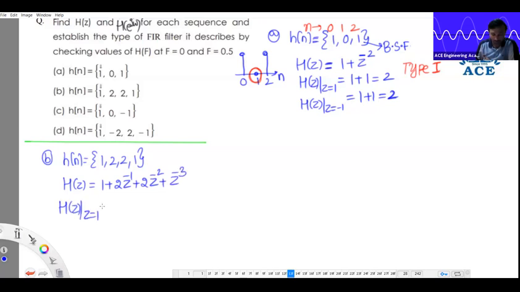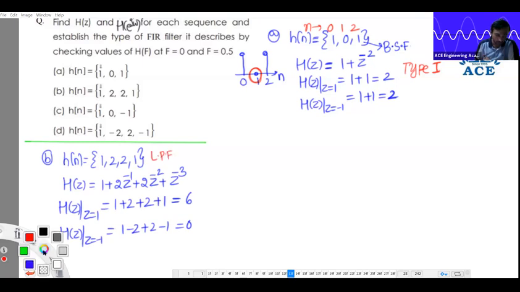Starting how much? 1 plus 2 plus 2 plus 1 is 6. Ending how much? 1 minus 2 plus 2 minus 1, 0. Starting 6, ending 0. Low pass. Which type? Don't say your own type. Is it type 1, type 2, type 3, or type 4? That is the question.